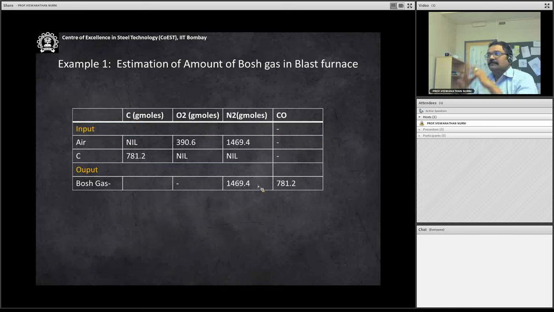Quite often, it is good practice to express all these things in the form of tables. Here, for example, I have expressed in the form of gram moles. Generally, it is done. In industry, it is preferred to express in terms of kilograms or grams; you can do it here also by correspondingly multiplying by atomic weight. However, you can see that on the input side, this is oxygen, this is nitrogen, which is there in the air, and this much carbon in gram moles, and you have produced so many moles of Bosh gas. The N2 is so much and CO so much.